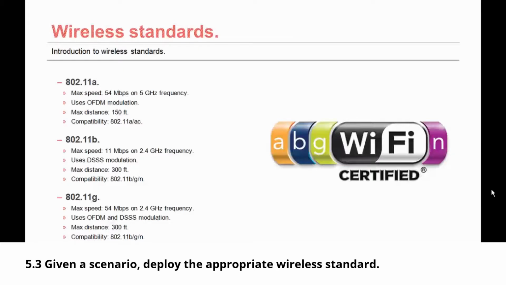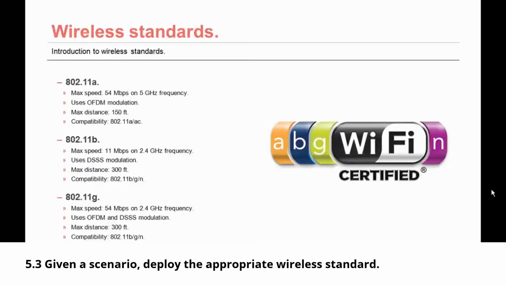Now let's talk about the standards, and first up is 802.11a. It has a maximum speed of 54 megabits per second, and it operates on the 5 gigahertz frequency band. It uses OFDM as its form of modulation and has a maximum distance of 150 feet. 802.11a is compatible with 802.11ac.